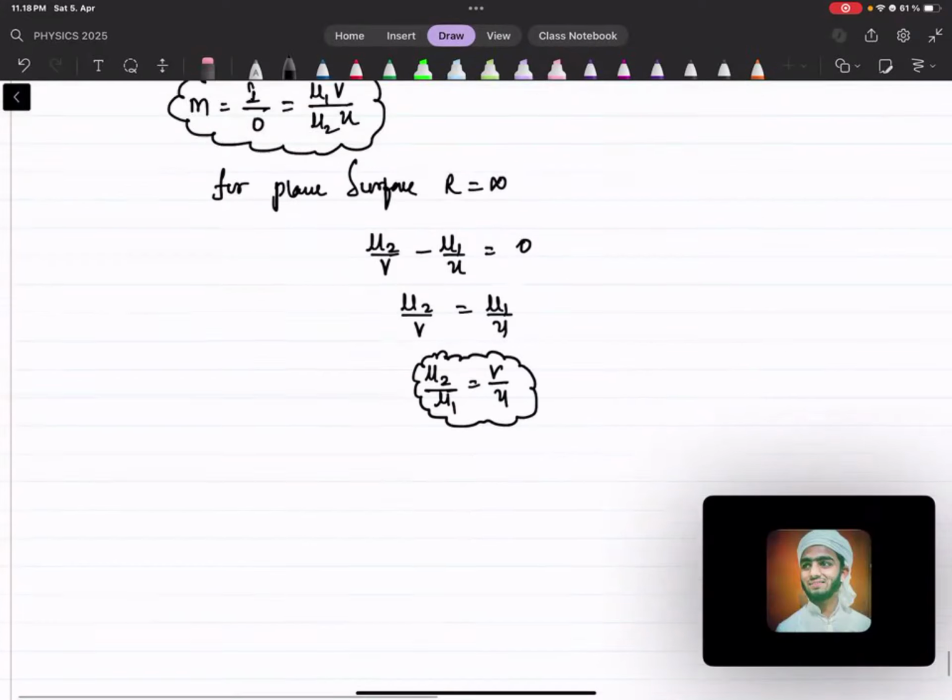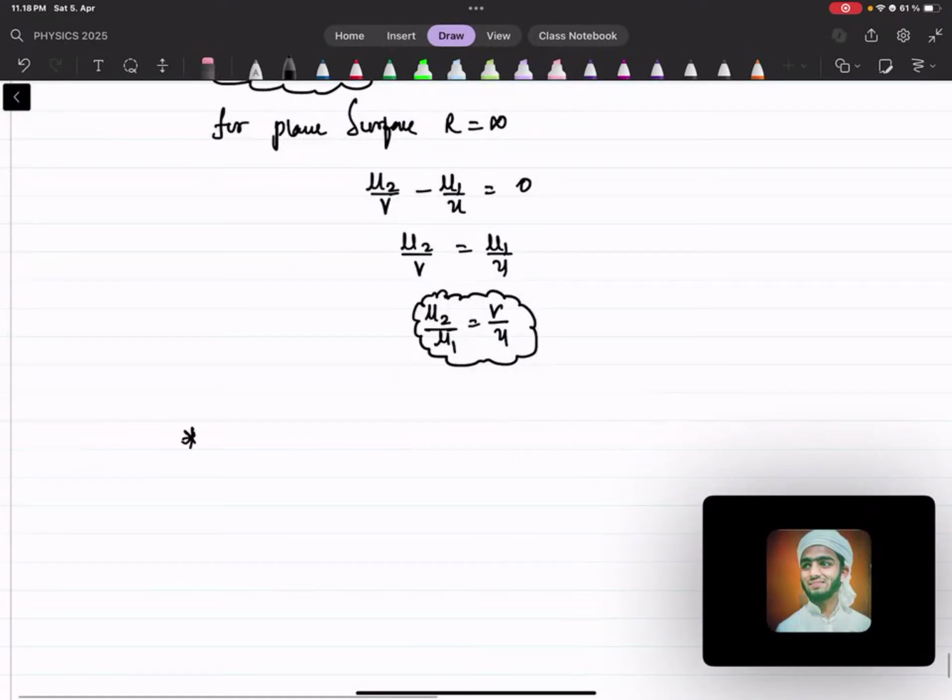Done? Now see beta, in this optics, whenever I'm writing refractive index of 2 with respect to 1, whatever is down, you need to write first there, beta. Mu2 divided by mu1. Like say if I'm writing refractive index of glass with respect to air, this is the refractive index of glass divided by refractive index of air.